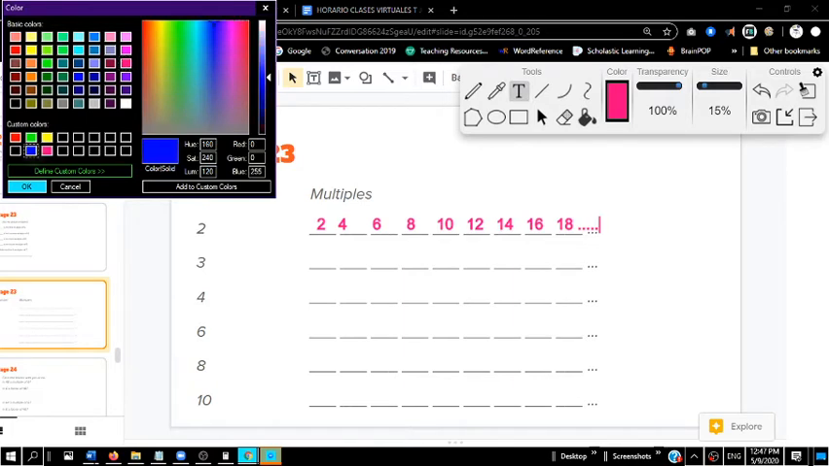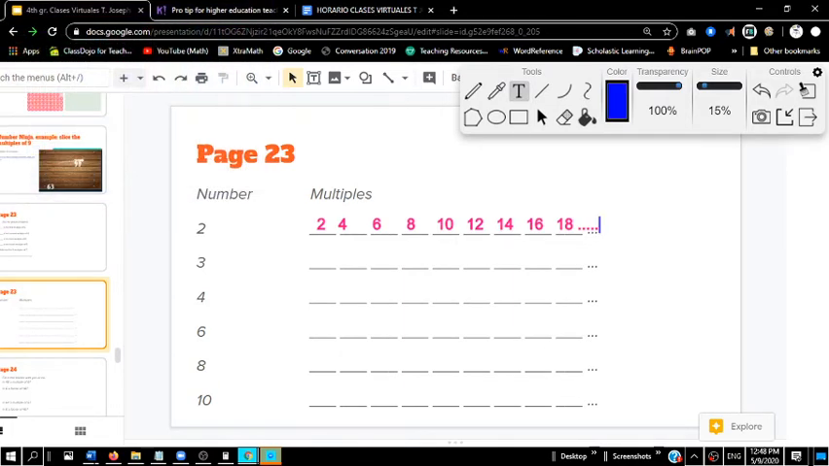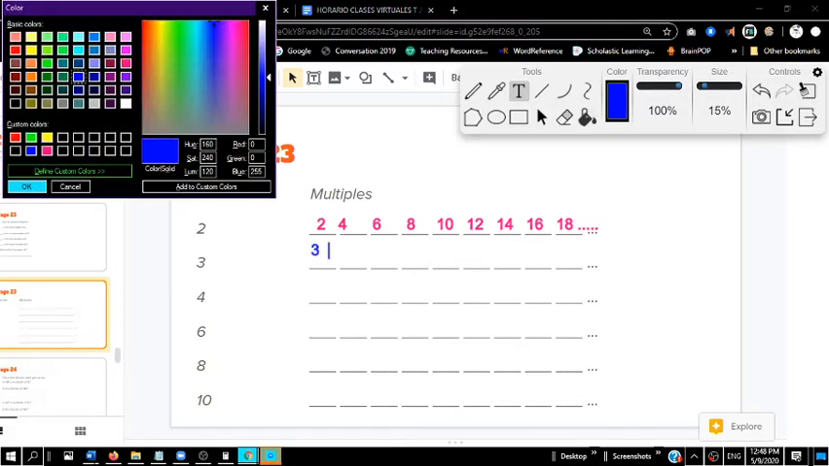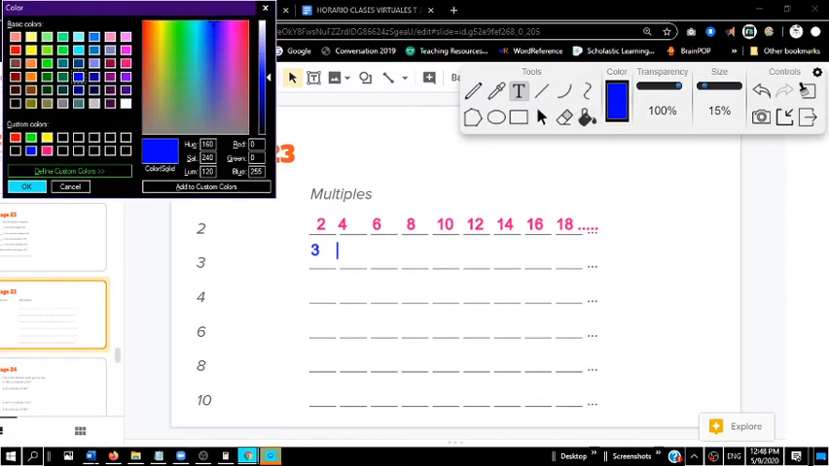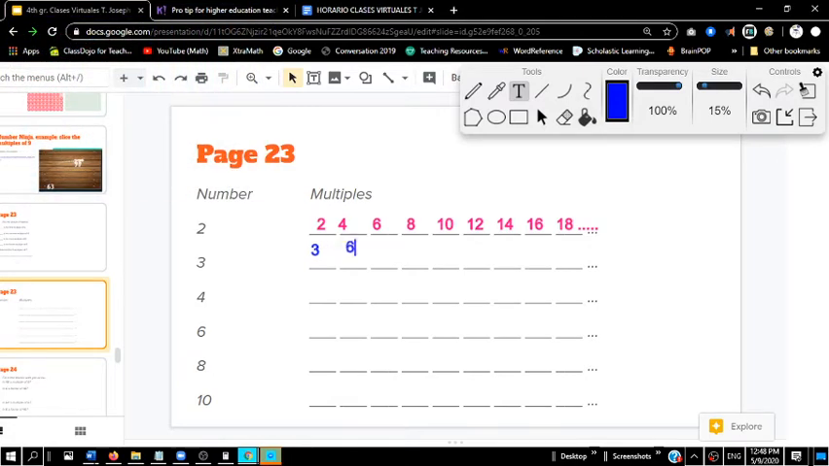Switch the color. Let's find those multiples of 3, okay? You'll notice with multiples, the number is getting bigger, not smaller. So let's count by 3. 3 times 1 is 3. 3 times 2 is, oh boy, 3 times 2 is 6. It's not going to let me do these very easily.